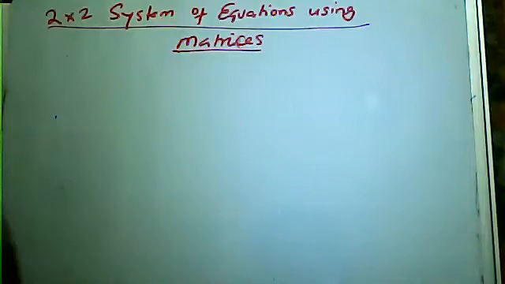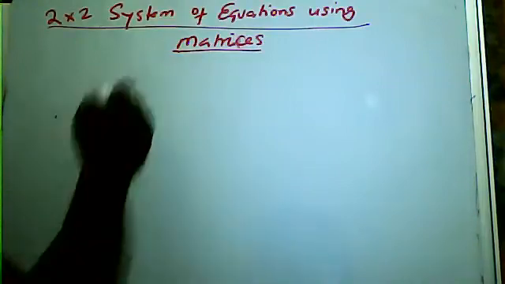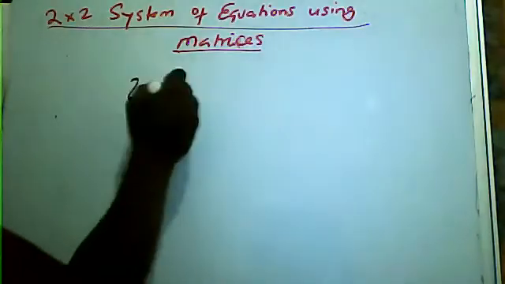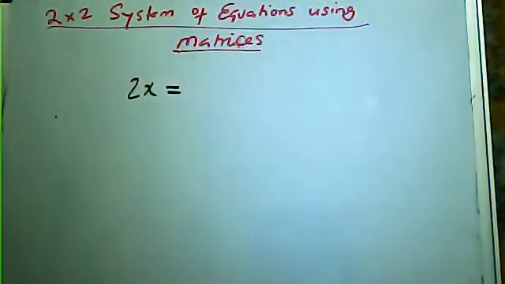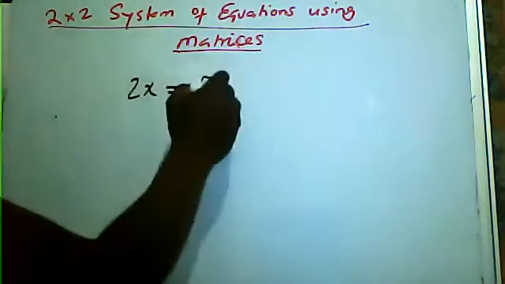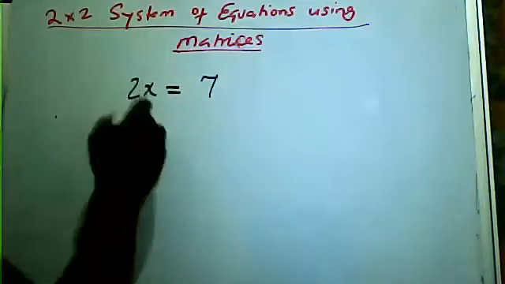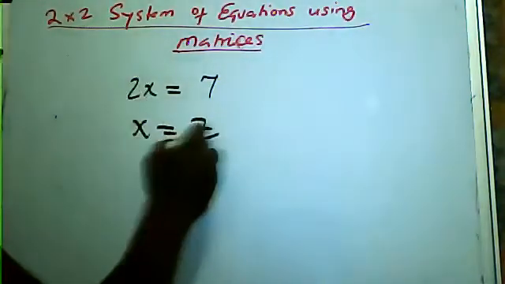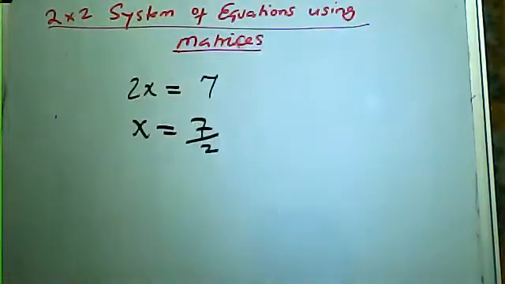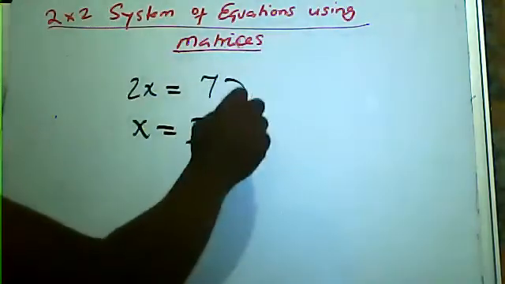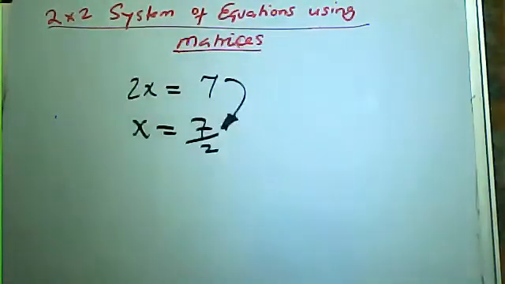So, if you are given 2x is equal to 7, solve for x. What I've been doing, I've been saying x is equal to 7 over 2. That's what you have believed. And your belief is correct, although you don't know what is happening in the background.